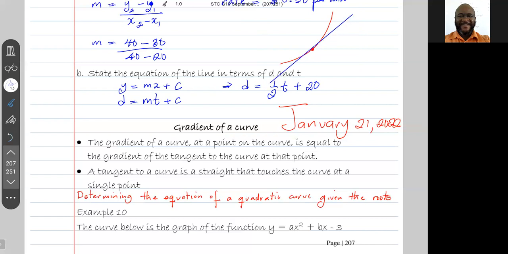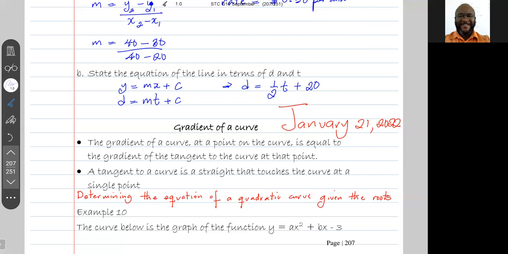All right, I'm just erasing what we just did before we actually dive seriously into the lesson. So the gradient of a curve at a point on the curve is equal to the gradient of the tangent to the curve at that point. Now, what is a tangent? A tangent to a curve is a straight line that touches the curve at a single point.